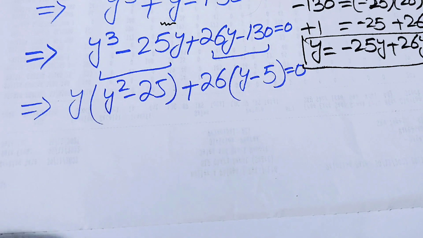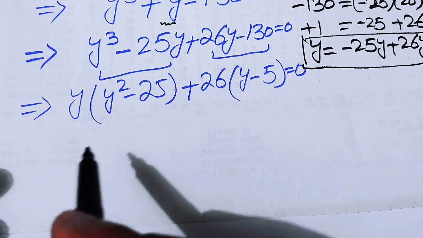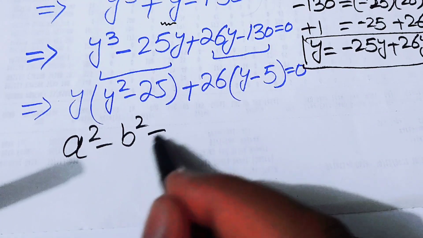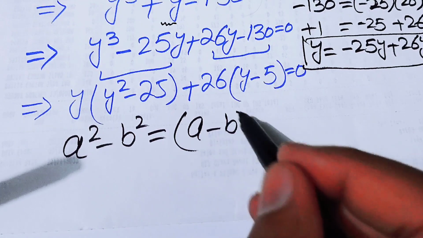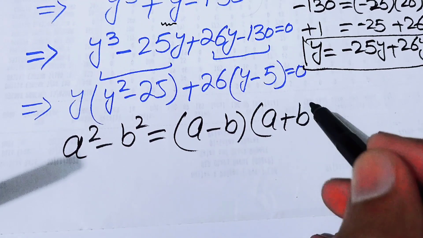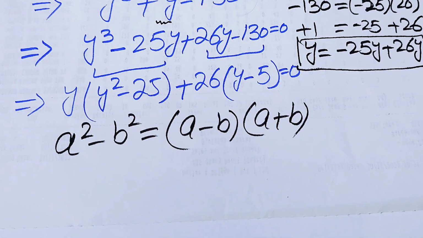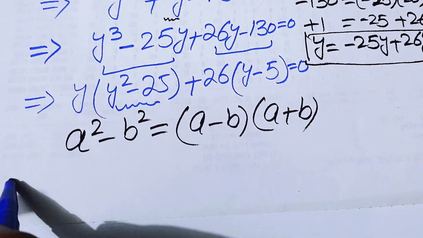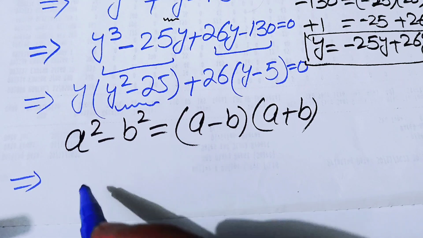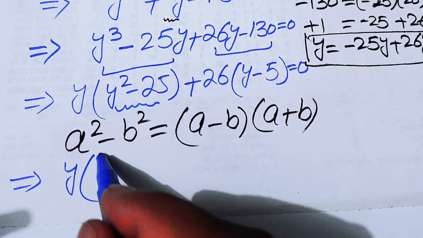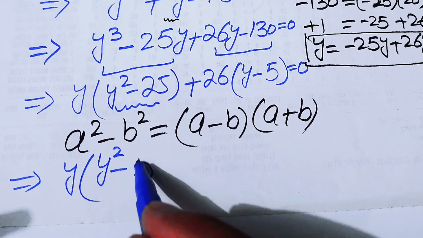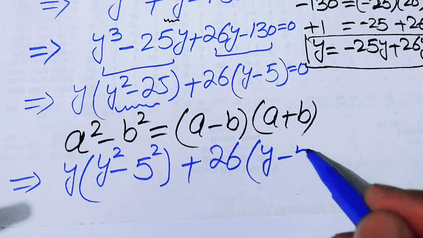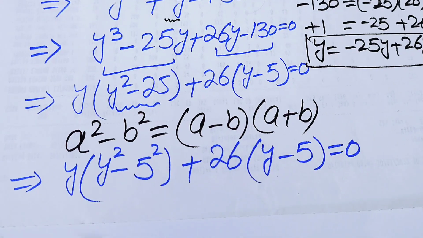After that we will use the nice square formula, and you know that if we have a squared minus b squared, it is equal to a minus b times a plus b. So now we use this nice formula, so that first I can write this term in this formula, so we write y times y squared minus 5 squared plus 26 times y minus 5 is equal to 0.